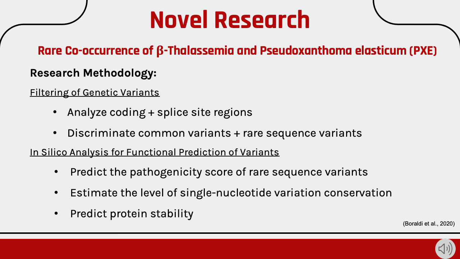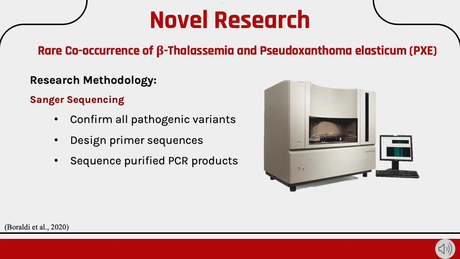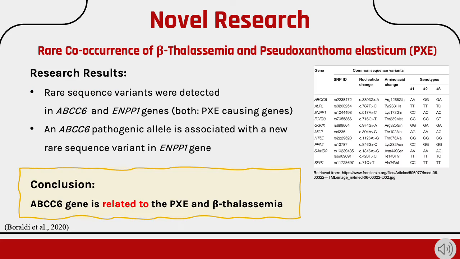In the research methodology, we use filtering of genetic variants and in silico analysis for the functional prediction of variants. We also use Sanger sequencing to confirm all the pathogenic variants and the sequence of the purified PCR products. The research results suggested that rare sequence variants were detected in the ABCC6 and the ENPP1 genes. They are both PXE-causing genes. However, an ABCC6 pathogenic allele is associated with a new rare sequence variant in the ENPP1 gene. So, to conclude, the ABCC6 gene is related to PXE and beta thalassemia.